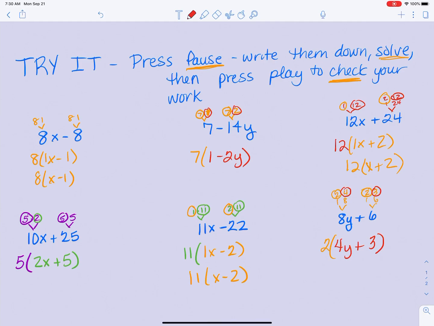If you got it right, fabulous job, good work. If you did not get it right, keep rewatching this and continue to keep practicing and trying to follow along. Or shoot me an email. We can do a Google Meet specifically for you or the groups that need help with this.